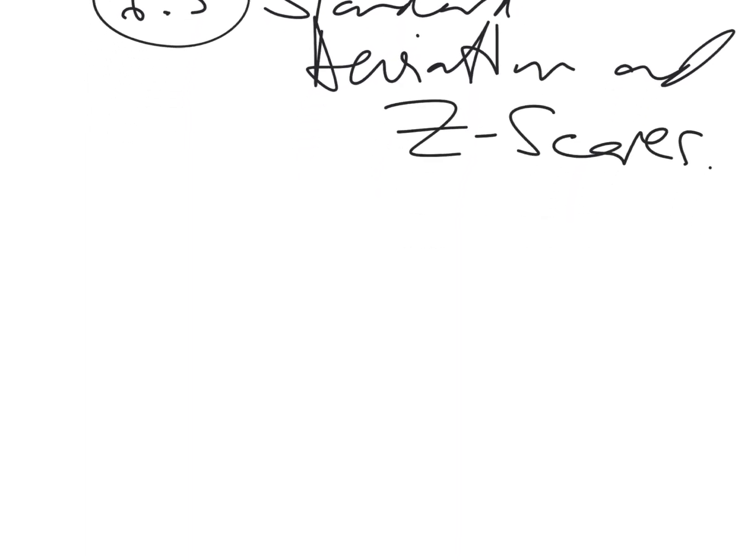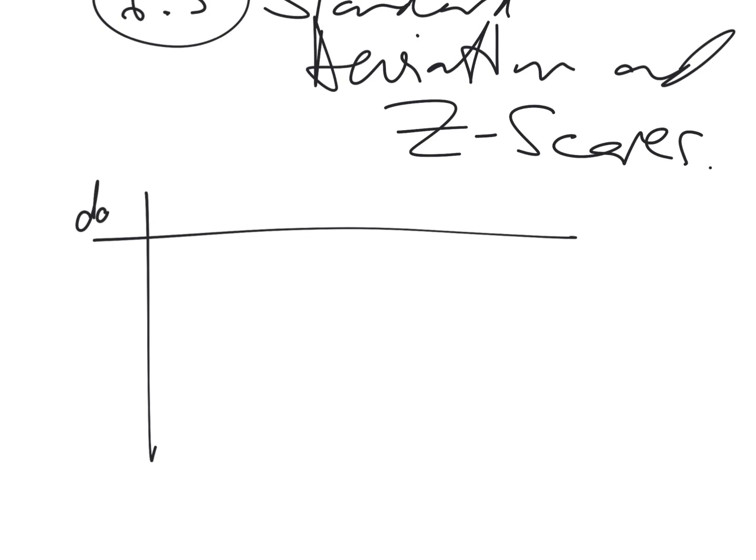Okay, so let's consider a data set that consists of the thickness in the ozone layer, which is measured in Dobson units, and that's going to represent our data set. X represents each piece of data.